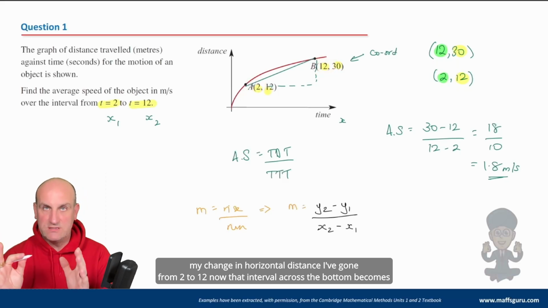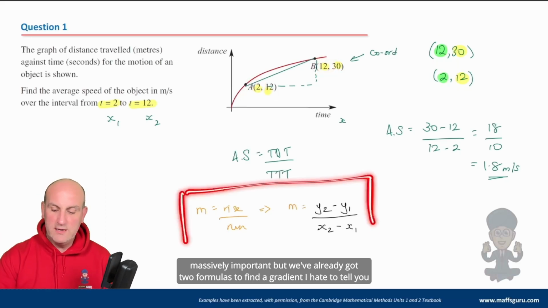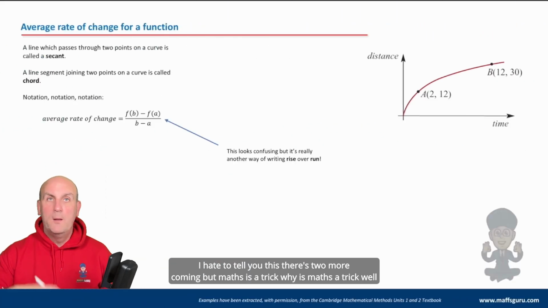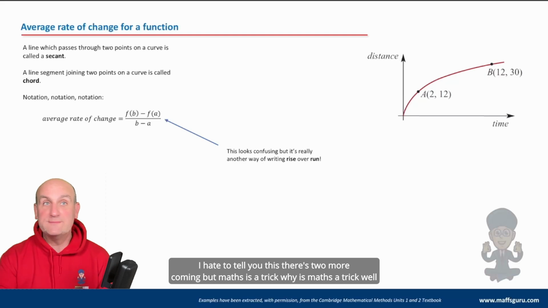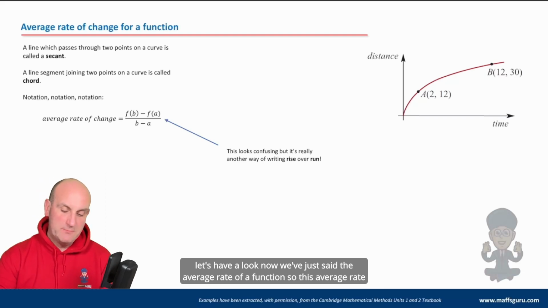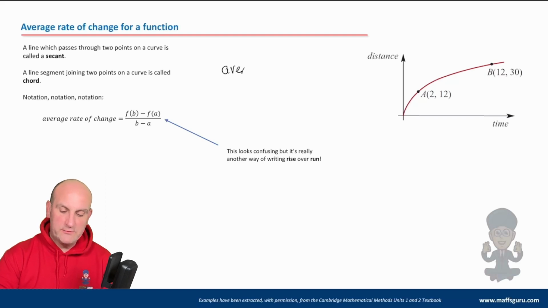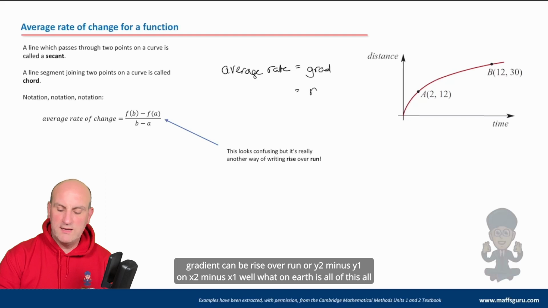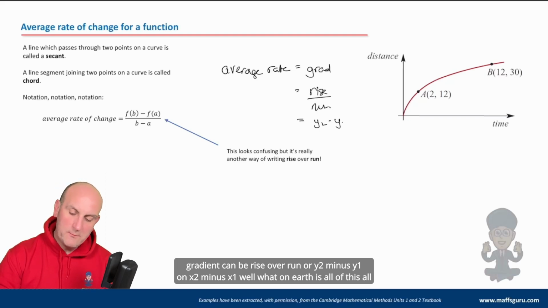Now that interval across the bottom becomes massively important, but we've already got 2 formulas to find a gradient. I hate to tell you this, there's 2 more coming. But maths is a trick. Why is maths a trick? Well, let's have a look now. We've just said the average rate of a function, so this average rate is given by, well, we just said the gradient, didn't we? So the gradient. And we said the gradient can be rise over run, or y2 minus y1 on x2 minus x1.